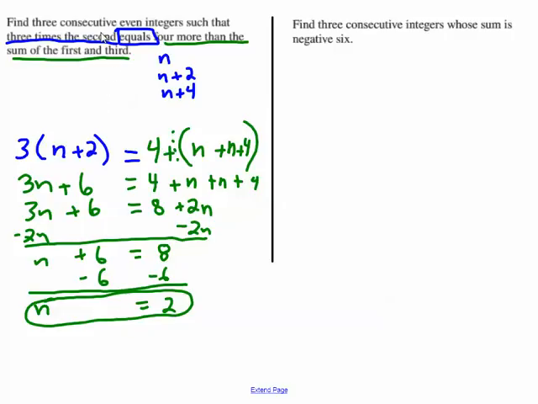We've got to find three consecutive even integers. If n equals 2, then the next one is n plus 2, that would be 4. 2 plus 2 is 4. The next one is 2 plus 4, 6, or this one plus 2. And that's it. That's essentially what we're doing. We've translated the sentence, and we've solved.